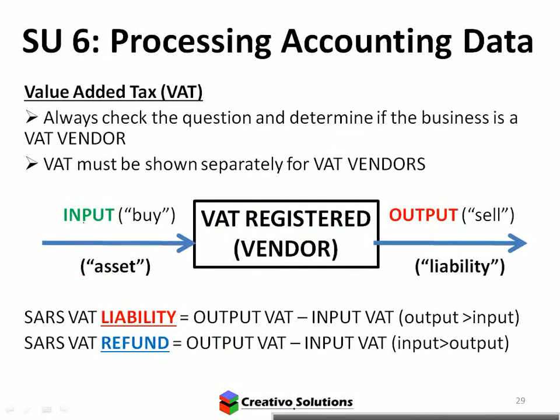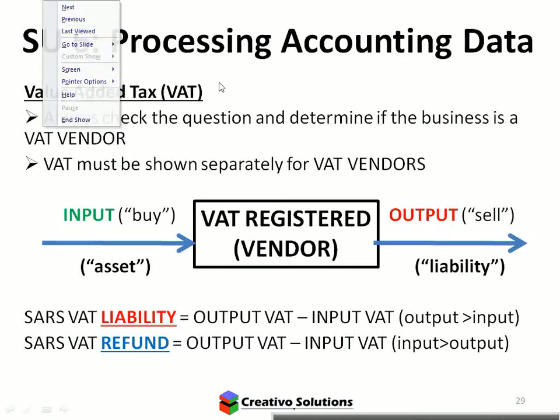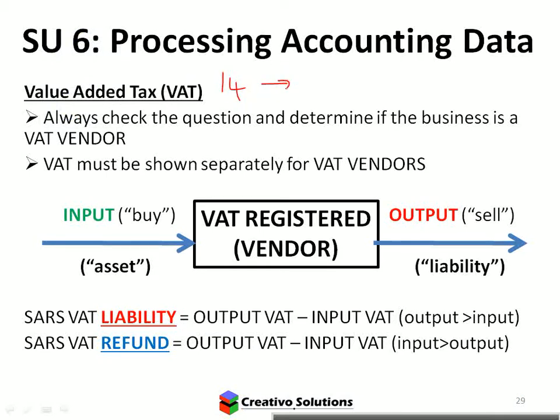Here's the VAT part. Value added tax. How much is VAT? You guys are kind of like the transition year, because in February, after they delivered the budget speech, they made an announcement that VAT was increasing from 14% to 15%. You have to use 14%. They're still testing this, so just ignore that for now. But bear in mind that in the real world, in reality, it's 15%. Always check the question and determine if the business is a VAT vendor.